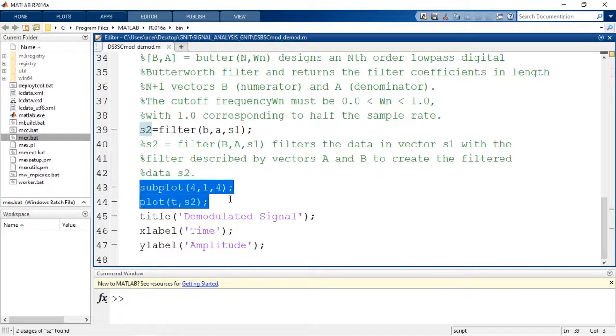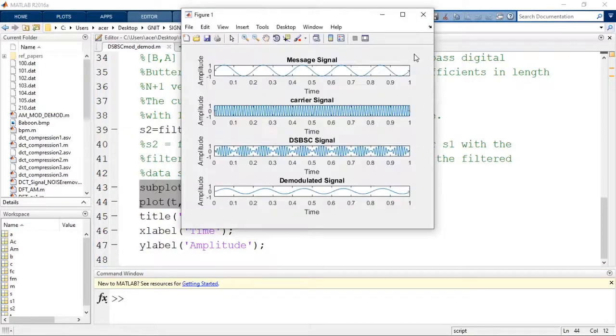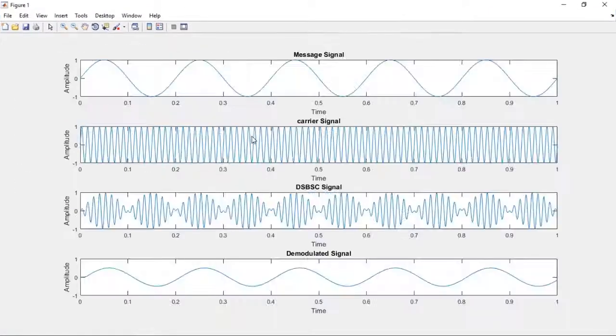That is plotted here. Subplot 4,1,4, 4 rows 1 column, and fourth signal. So we are plotting T, S2. Title demodulated signal, X label is time, Y label is amplitude. So run this program. This program is executing. We will be getting the results. Plots are shown. These are the results of this simulation.